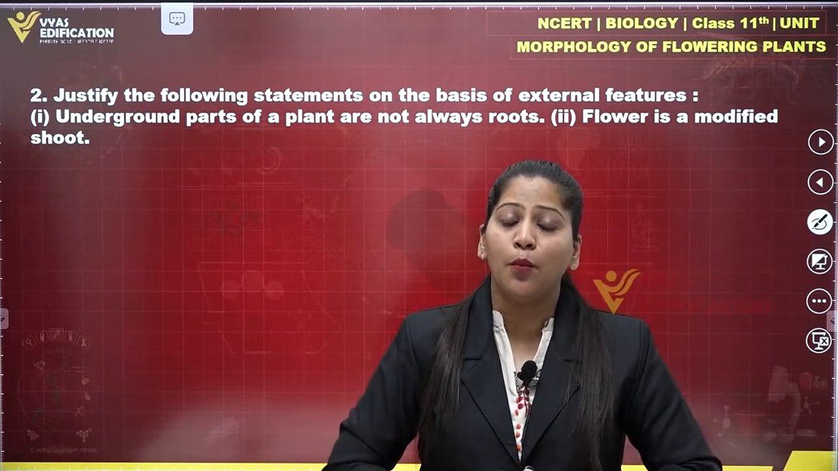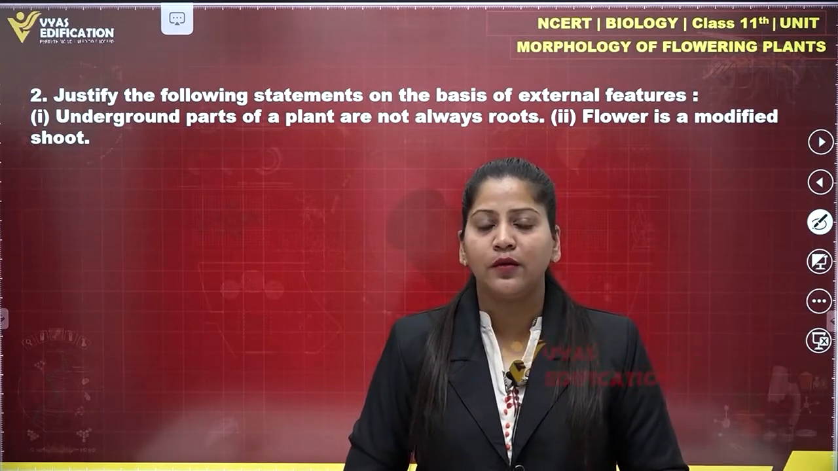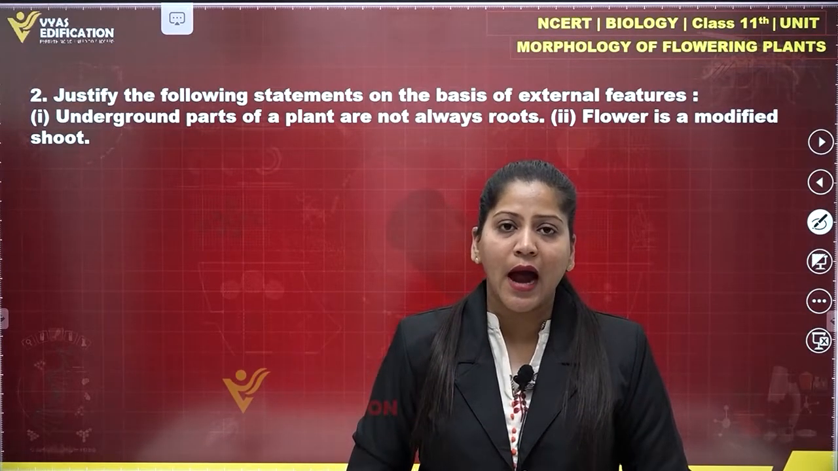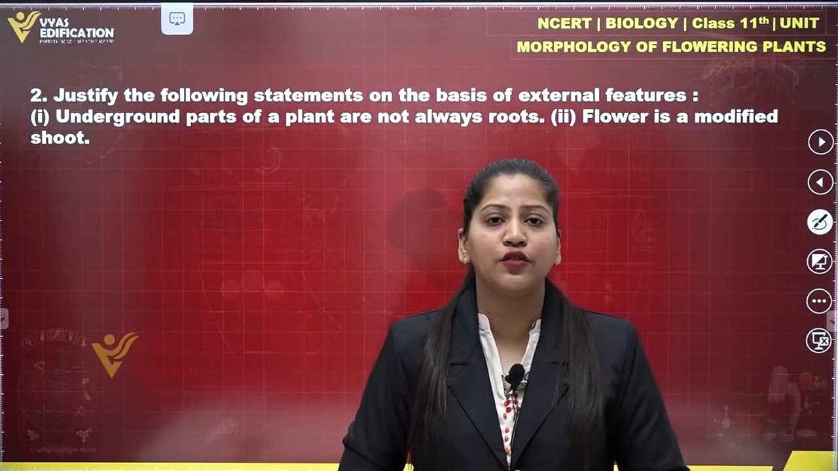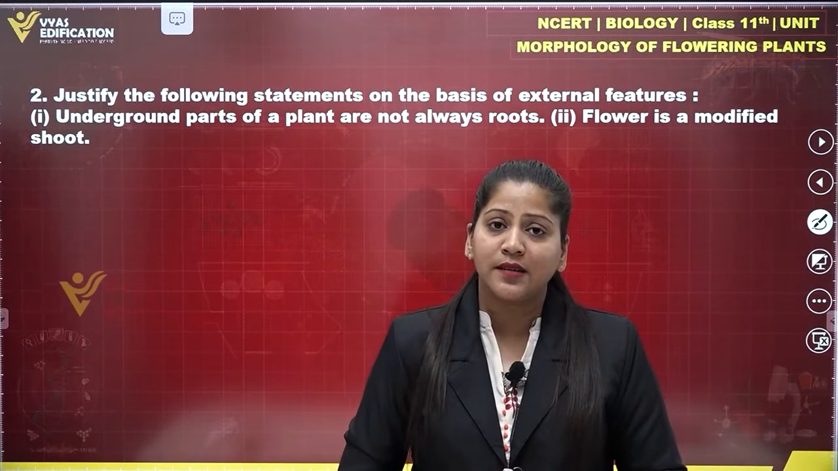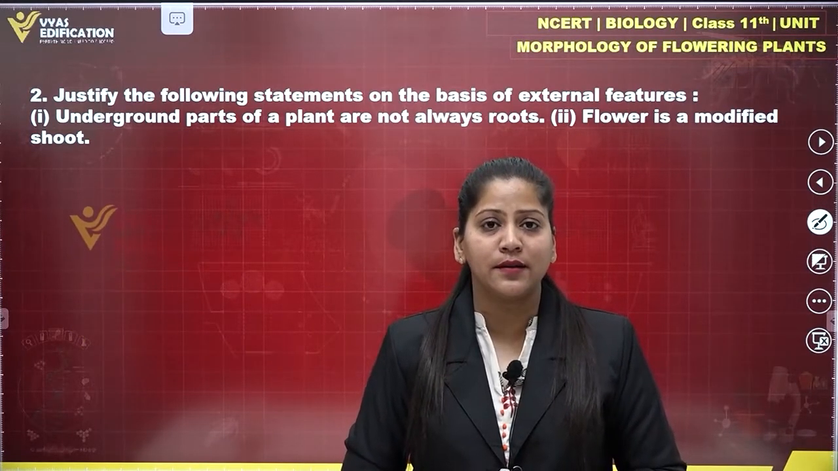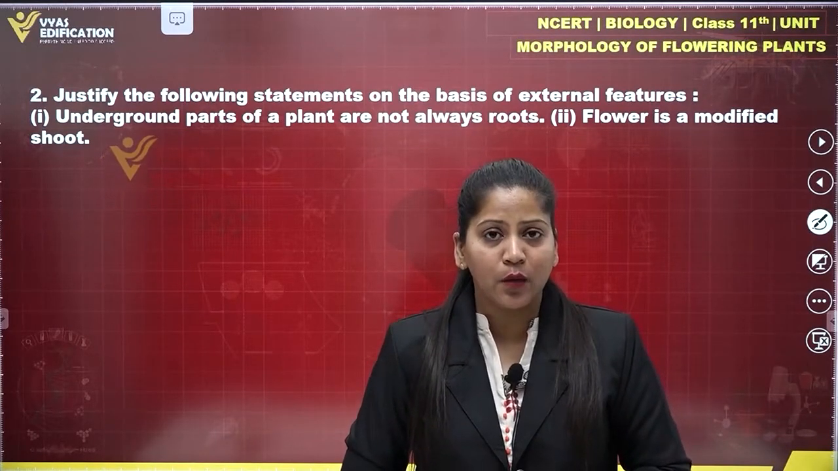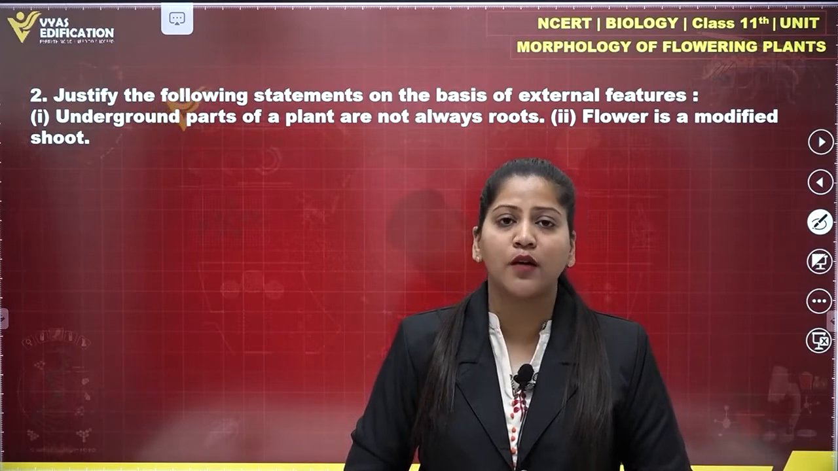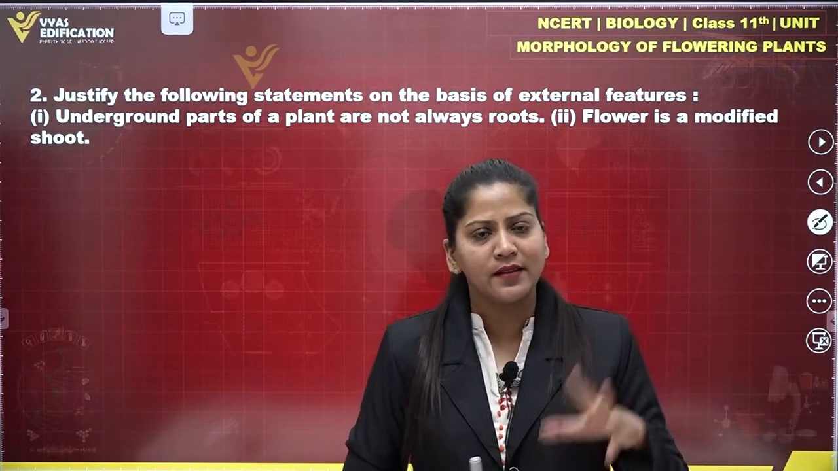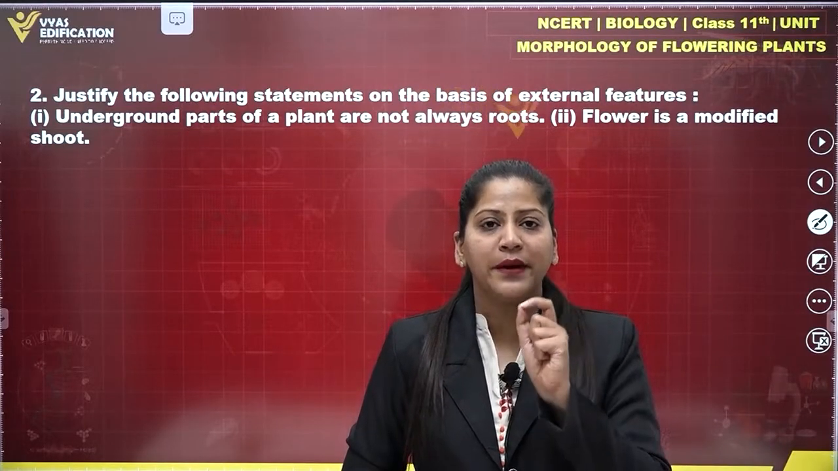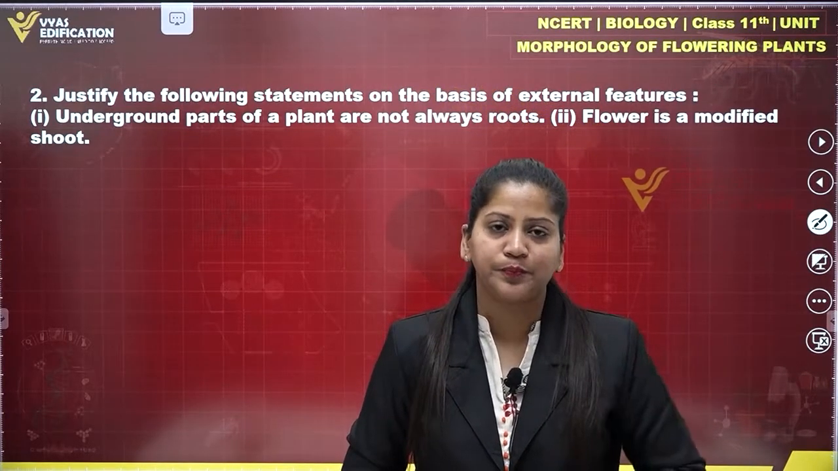If we talk about more examples, then you know potato. Potato has a stem which is underground and swollen due to accumulation of food. The stem of potato also bears eyes. The stem of potato is underground and swollen because of accumulation of food, and it is known as tuber. The tuber of potato bears eyes.